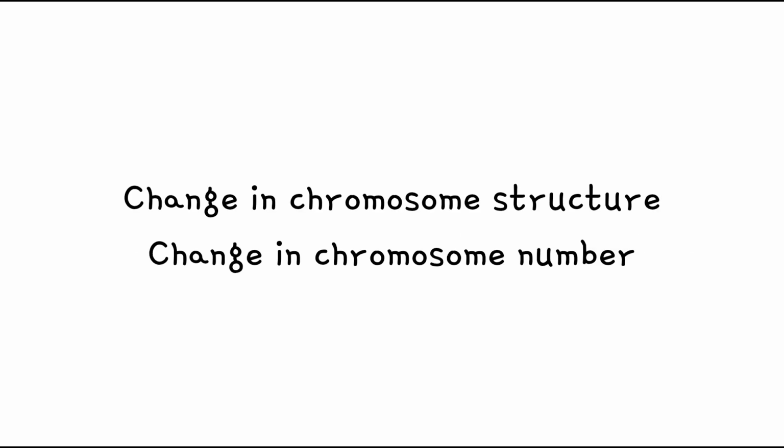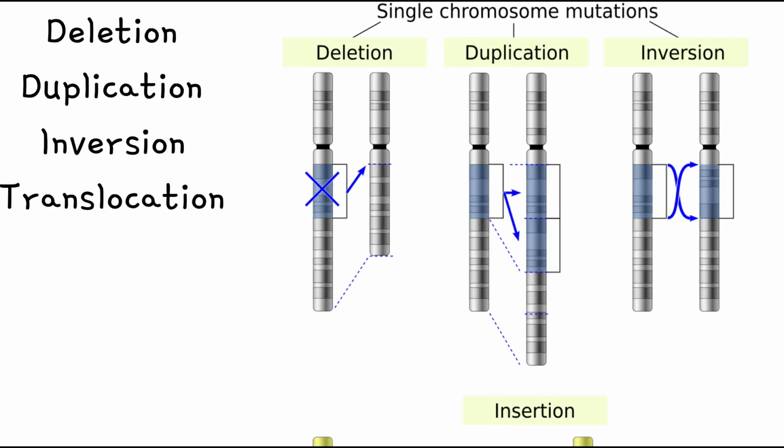Chromosomal mutation: when the change occurs in the chromosome structure or chromosome number, it is known as chromosomal mutation. This is a bigger change than gene mutation because it can affect many genes at one time. Chromosomal mutation has two types: change in the chromosome structure and change in the chromosome number. The structural chromosomal mutations are deletion, duplication, inversion and translocation. Deletion means a part of the chromosome is removed or lost, and duplication means a part of the chromosome is repeated.